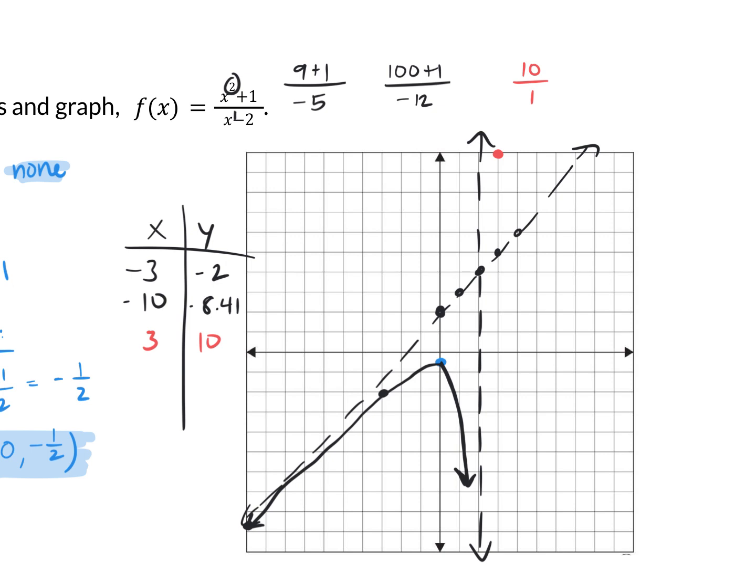Okay, we know that it's going to be approaching our vertical asymptote, so I can go ahead and assume that's going straight up. But now I need to figure out, is it going to cross the oblique asymptote or is it not going to? Let's pick a few more points. Maybe we pick 5. Let's plug 5 in.